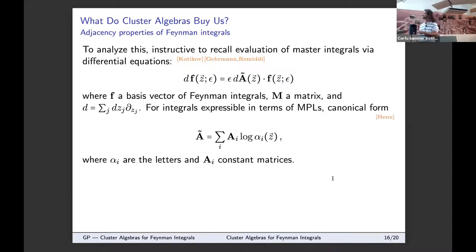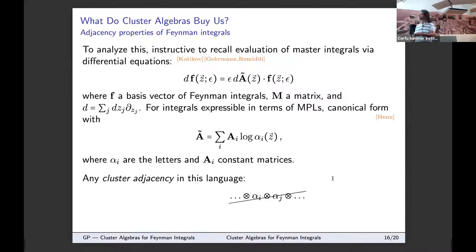And in the clever change of basis that Johannes recommended, you have an explicit epsilon when you differentiate. And this makes your life easier. You have some constant matrices, and then whatever are the letters of the multiple polylogarithms that your master integrals evaluate to. And then any kind of adjacency property can be translated into a statement about these matrices to all orders in epsilon. So that's the benefit that you gain.